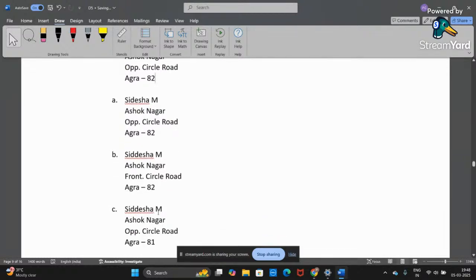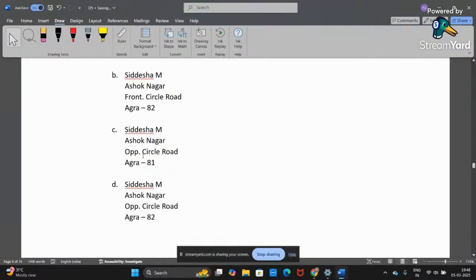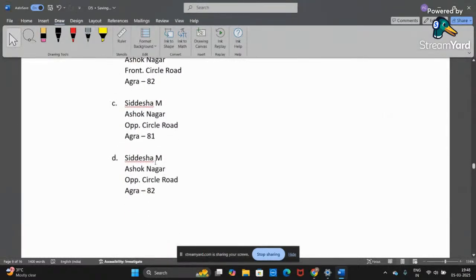Siddesha, this word is correct. M, Ashok Nagar is correct. Opposite circle road is also correct, but here the number is given as 81, whereas here it is 82. That means option C is also wrong. We'll move on to D. Siddesha M, Ashok Nagar, opposite circle road, Agra 82. This is matching the question. So option D is your answer.